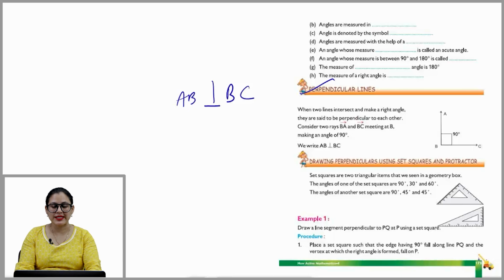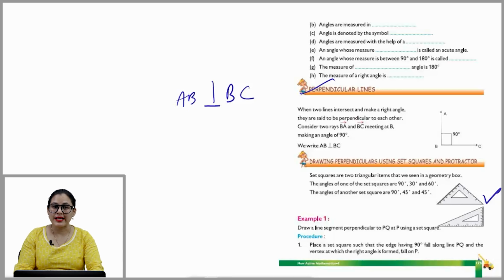Drawing perpendiculars using set squares and protractor. Set squares are two triangular items that we see in a geometry box. These are the set squares. The angles of one of the set squares are 90 degrees, 30 degrees and 60 degrees. The angles of the other set square are 90 degrees, 45 degrees and 45 degrees.